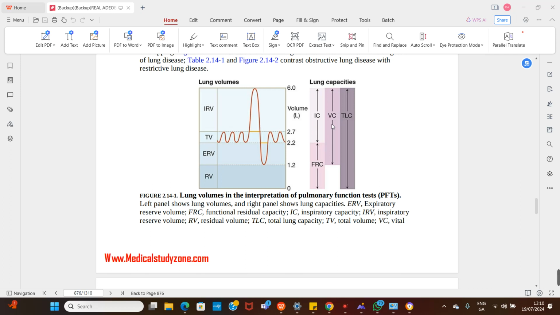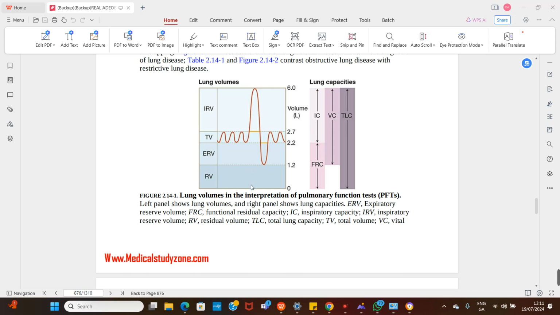That is my vital capacity. So I am doing a normal quiet tidal respiration. I take a maximal inspiratory breath up to my total lung capacity here, then I try to push out again maximally downwards. So from here to here, downwards, is going to be represented by my vital capacity. That's why vital capacity is from here to here, which is your total lung volume minus your residual volume.